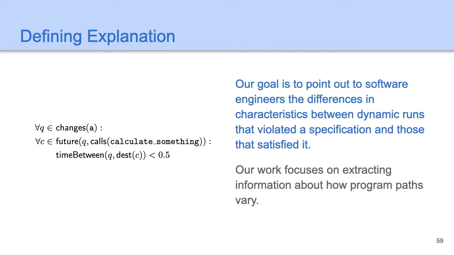For example, in the case of the formula on the left, we have the time between operator, and this places a constraint on the time taken to reach the call of the function calculate something from the change of the variable a. Specifically, if the control flow between these 2 points in the source code were to have different possible paths, then we would be interested in whether certain paths would be responsible for a higher time between the 2 points.